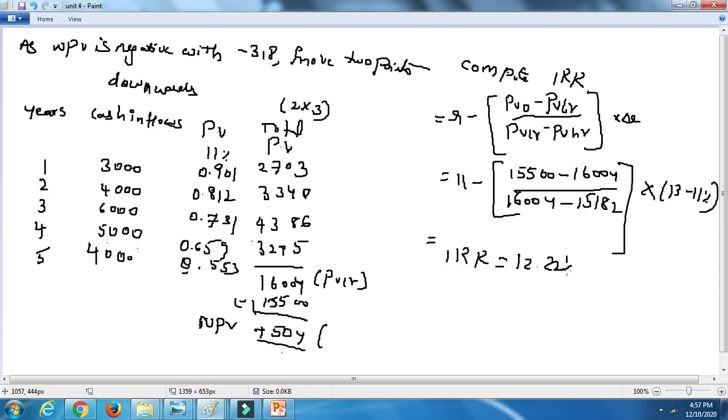So here I will wind up today's class, because I have already explained you regarding much of the things that have been covered. Hardly 1 or 2 points have not been covered in this, but entire IRR is over today. One is when cash flows are equal, one is when cash flows are not equal.